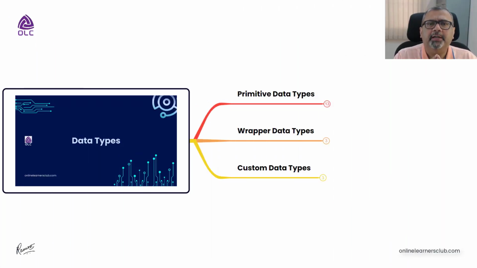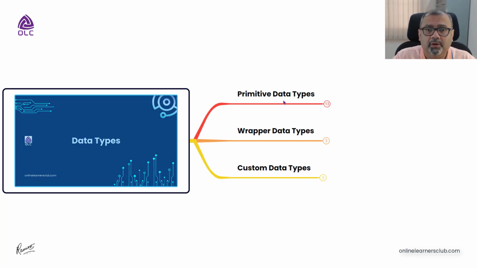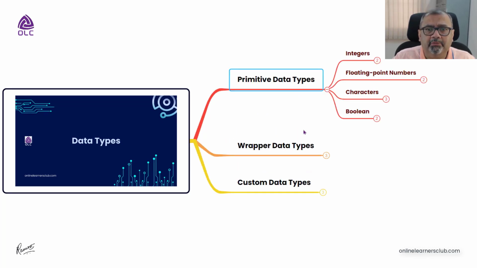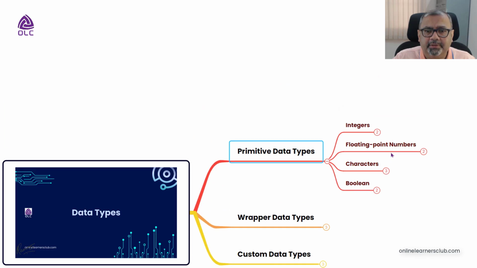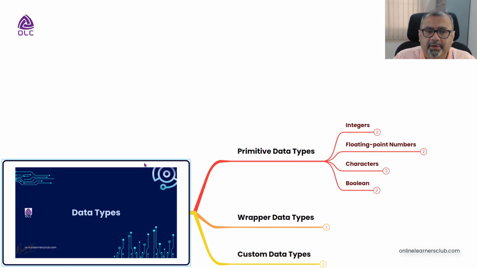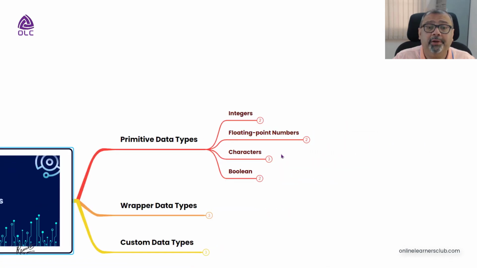Data types in Java can be categorized into three types. So we have primitive data types, wrapper data types, and custom data types. So we'll explore these in this particular chapter. So let us look at primitive data types. So integer is a primitive data type. We have floating point numbers, characters, and Boolean.